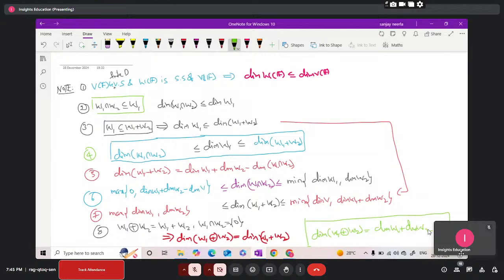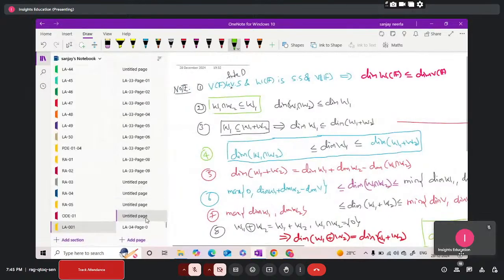So from this fifth property, we can easily find the dimension of W1 plus W2 based on the dimension of W1, the dimension of W2 and the dimension of W1 intersection W2. But from the sixth one, we can easily find the boundaries of the dimension of W1 intersection W2 and the dimension of W1 plus W2. Okay, now we'll see a few problems. Then we'll get more idea.